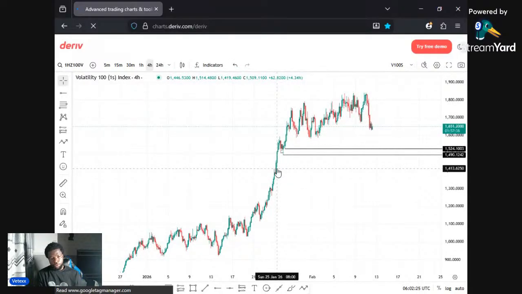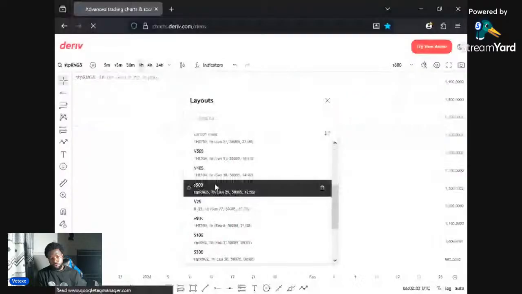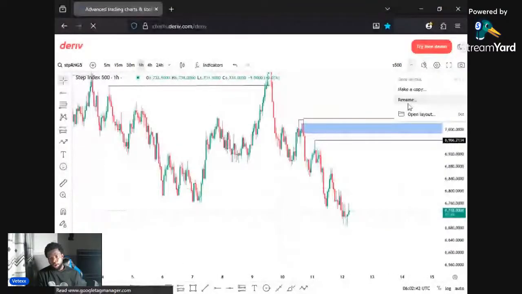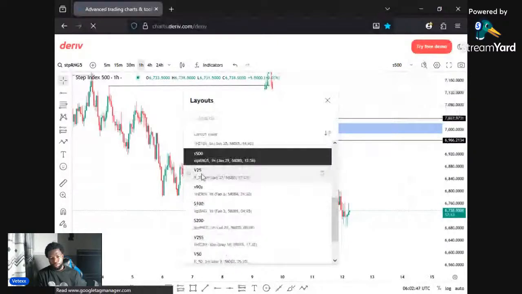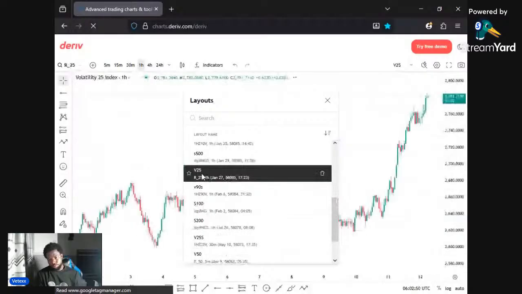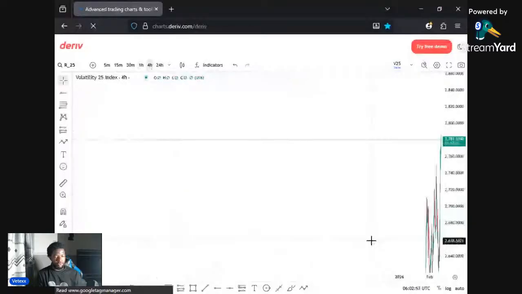The next pair is what? Step 500. Anticipating a sell on Step 500, which is here. Yep. Anticipating a sell on Step 500. And also what? V25. Sell on V25.